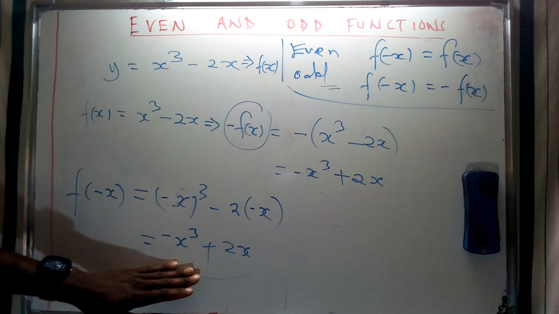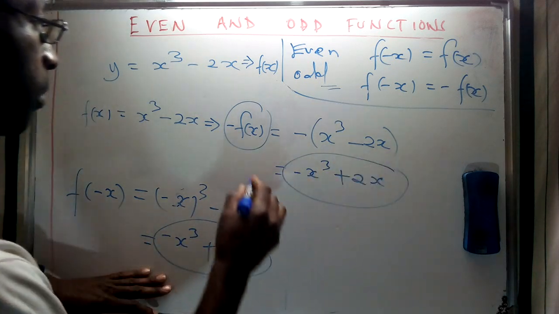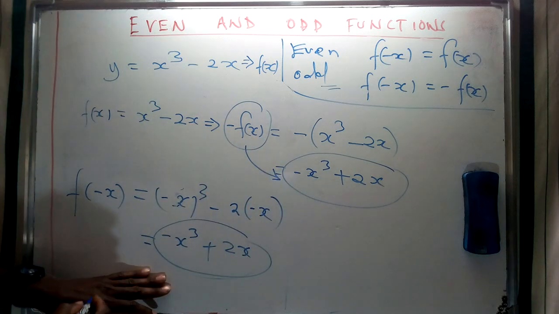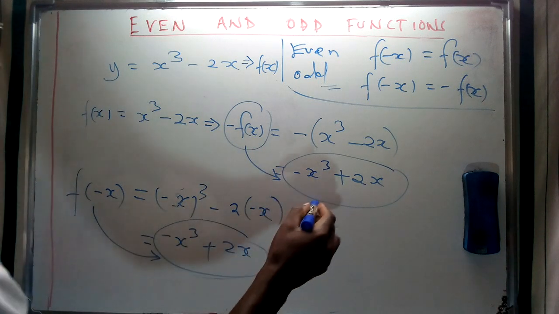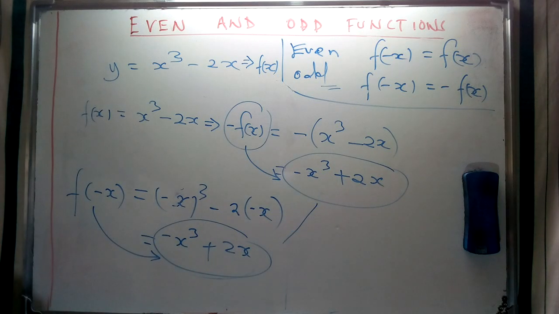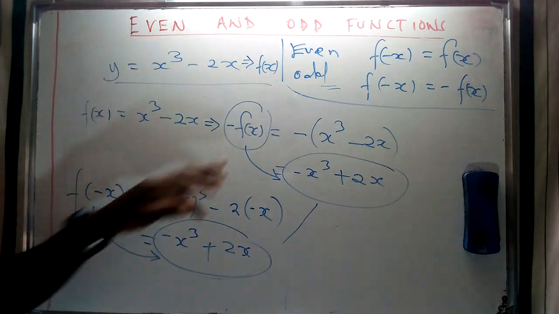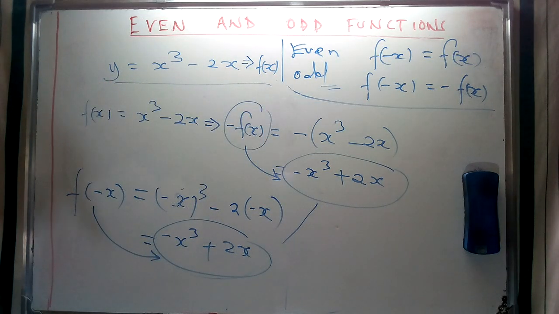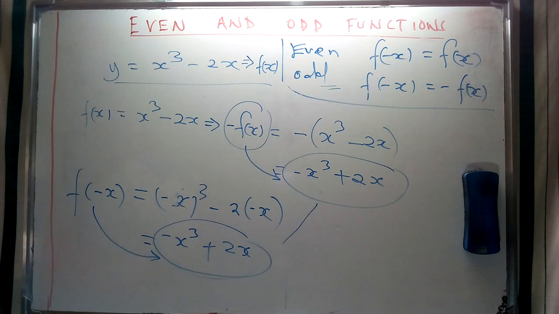If we look at this and compare it with this one, so this is the value of negative f(x), and this for the value of f(-x). The two are equivalent, and therefore we can say that this specific equation for f(x) is an odd function. So using an algebraic method, that's how we can differentiate between the two.